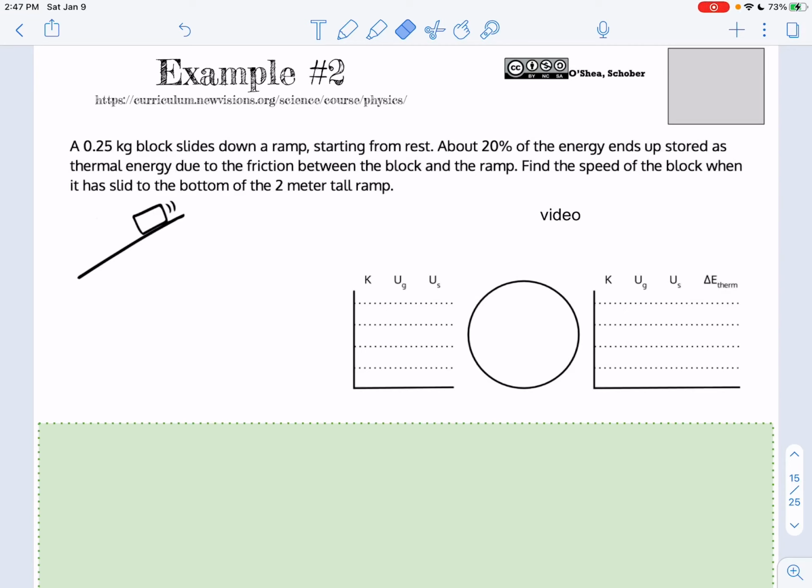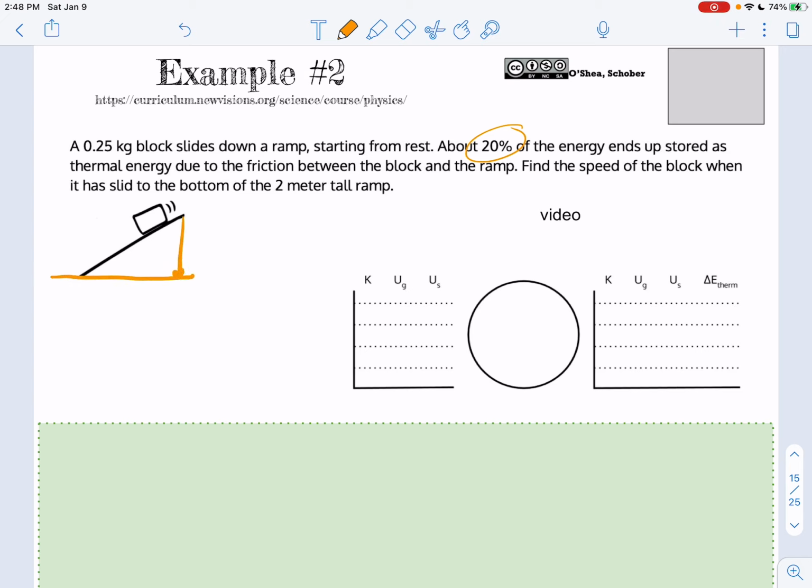All right, so here's another not super complicated example, so we can kind of get used to it. A 0.25 kilogram block slides down a ramp, starting from rest. About 20% of the energy ends up stored as thermal energy due to friction. Find the speed of the block when it slid down the 2 meter tall ramp.